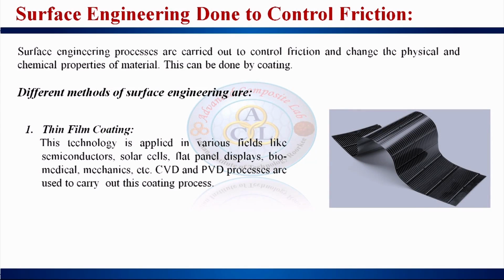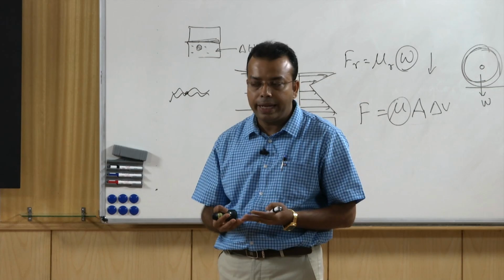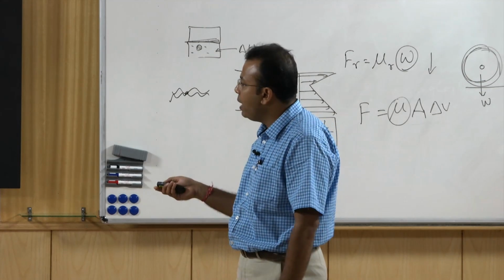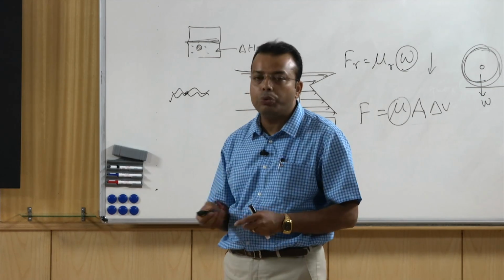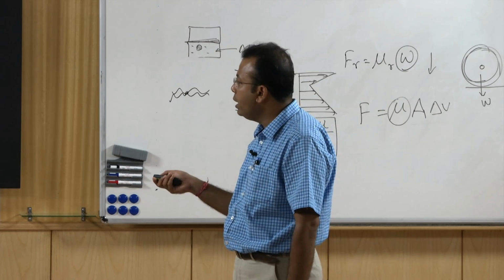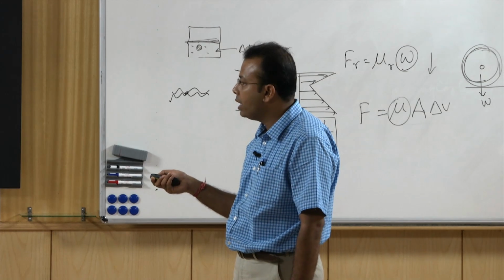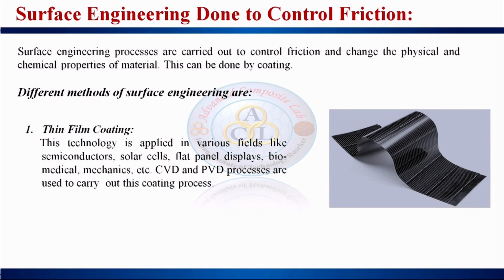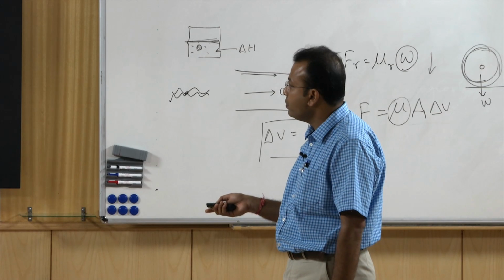Generally we are doing it by the CVD, chemical vapor deposition method, PVD, physical vapor deposition method, or by sol gel technique. So, there are several types of process by which we can do the coating on different materials like semiconductors, solar cells, flat panel displays, biomedical machines. So, any kind of things we can do.